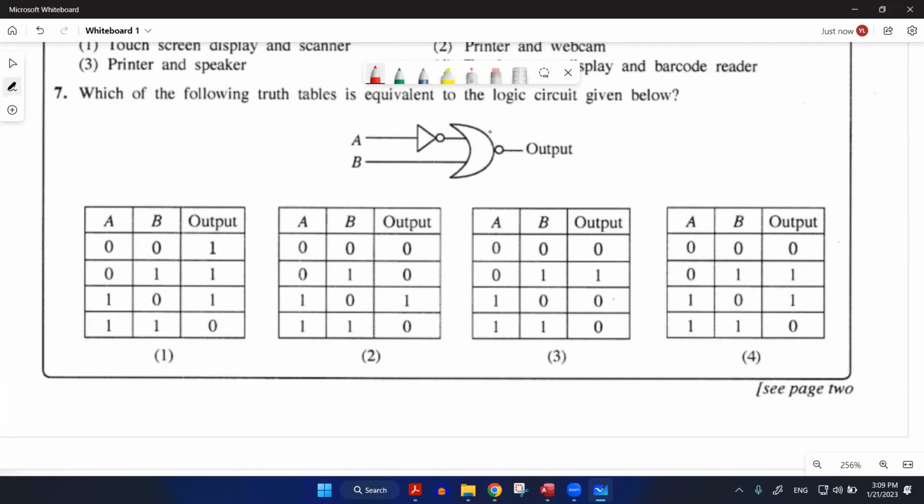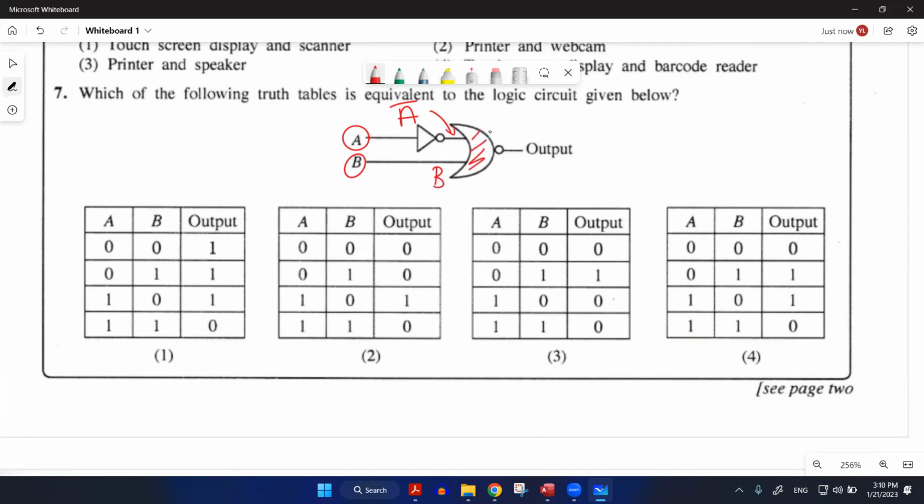Okay, the seventh one is asking which of the following truth tables is equivalent to the logic circuit given below. First of all, we have to take the output of the logic circuit that is given to us. When A is provided from this corner, it is going to give you A bar, right? Since this is providing B, B is going to be here.